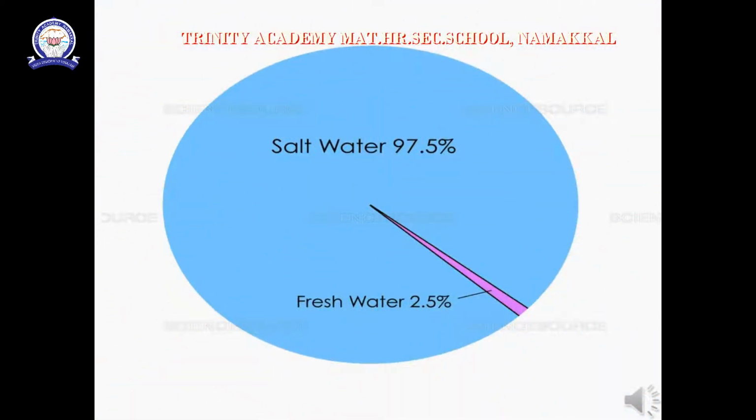Now we can see water on the earth. About 71% of the earth's surface is covered by water. Most of the water on the earth is saline and is found in seas and oceans. Children, saline means salty. The salt water constitutes about 97.2% and the fresh water is only about 2.8%. Out of this 2.8%, about 2.2% is of surface water and 0.6% is of groundwater.